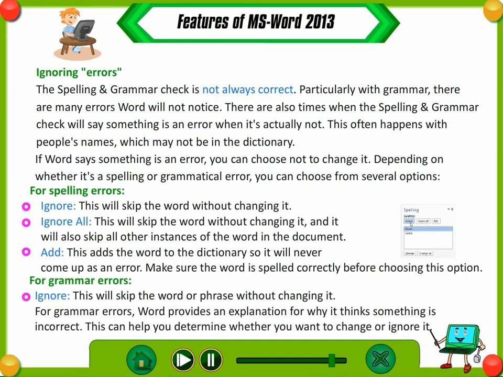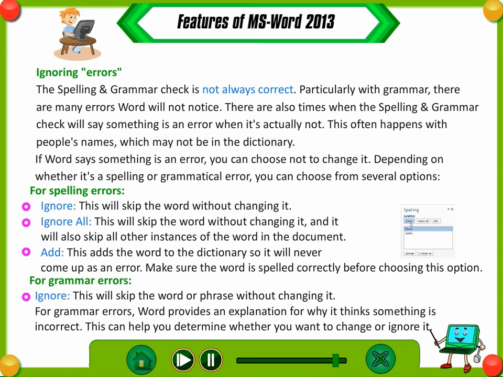For spelling errors: Ignore. This will skip the word without changing it. Ignore All. This will skip the word without changing it, and it will also skip all other instances of the word in the document. Add. This adds the word to the dictionary so it will never come up as an error. Make sure the word is spelled correctly before choosing this option.